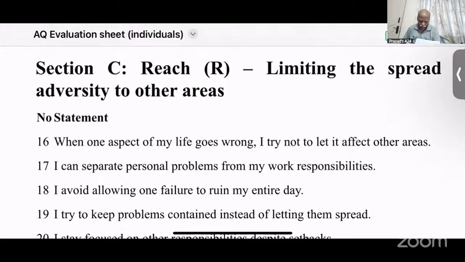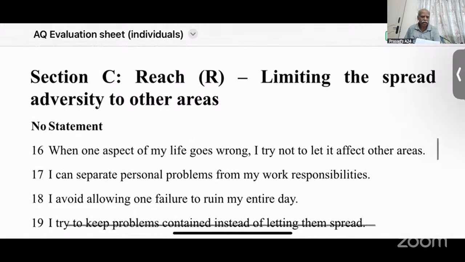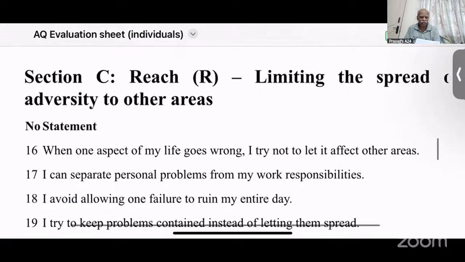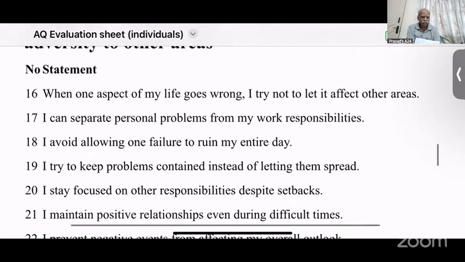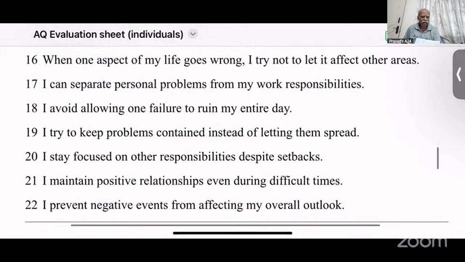Section C, reach. Limiting the spread of adversity to other areas. Statement number 16. When one aspect of my life goes wrong, I try not to let it affect other areas.